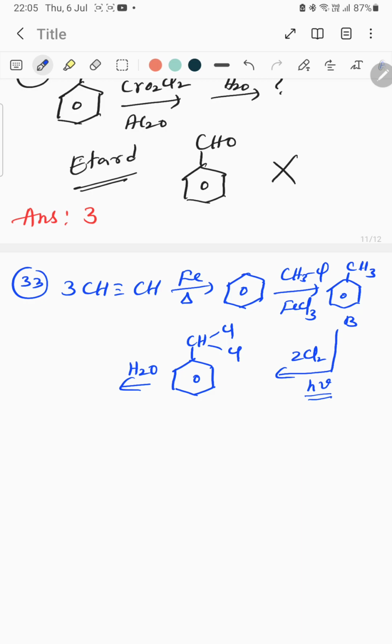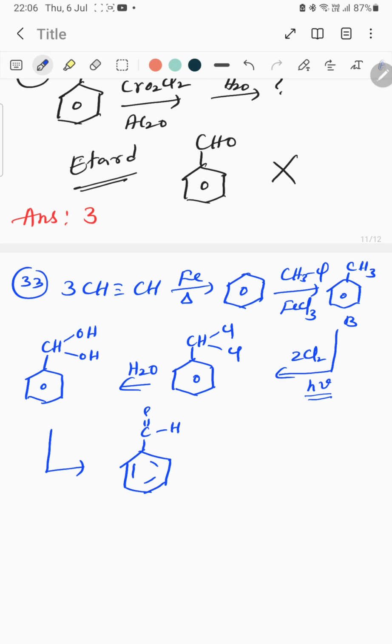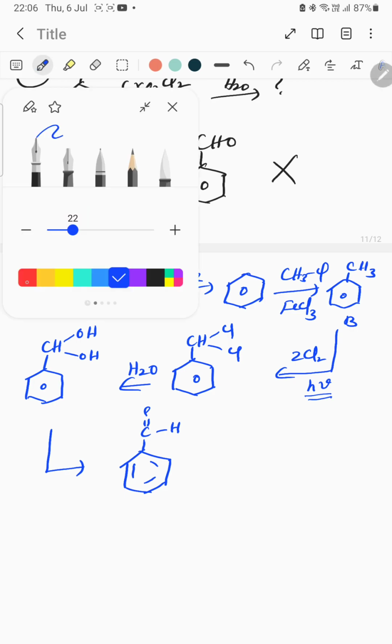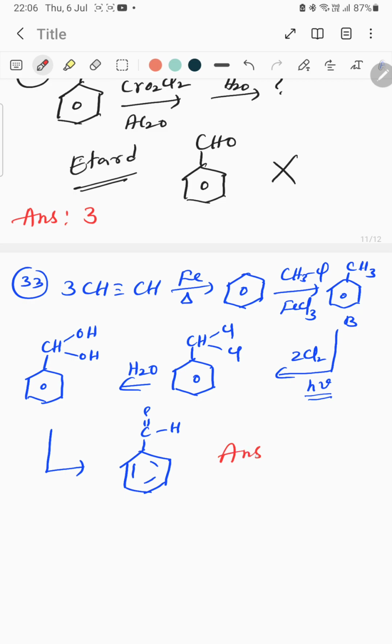What happened? HCl is gone. The Cls are replaced by OH groups, CH(OH)OH. But carbon holds only one OH group, so it loses a water molecule and we get benzaldehyde. That is X. Well, what is being asked? How many carbon atoms are present in X? The benzene ring has 6 carbons and it has one aldehyde group, which has 1 carbon. Total 7 carbons are present.